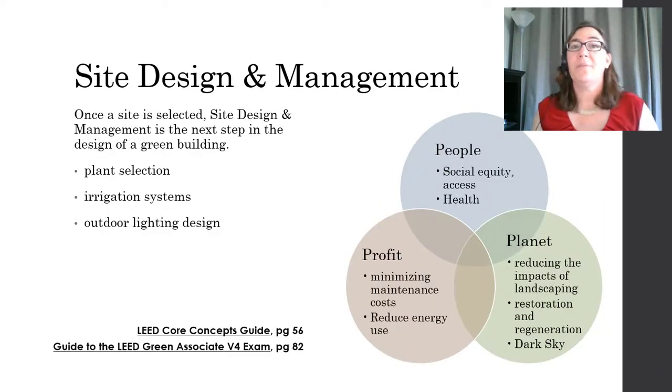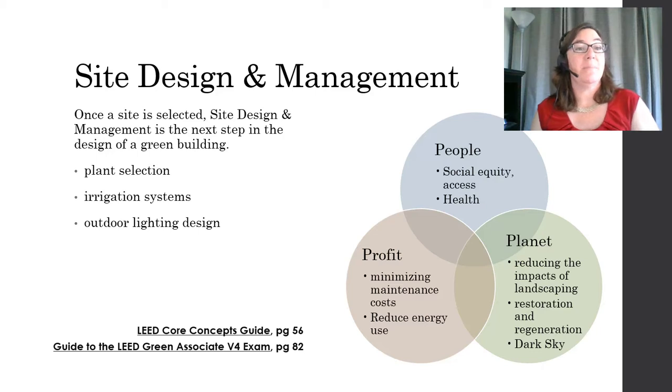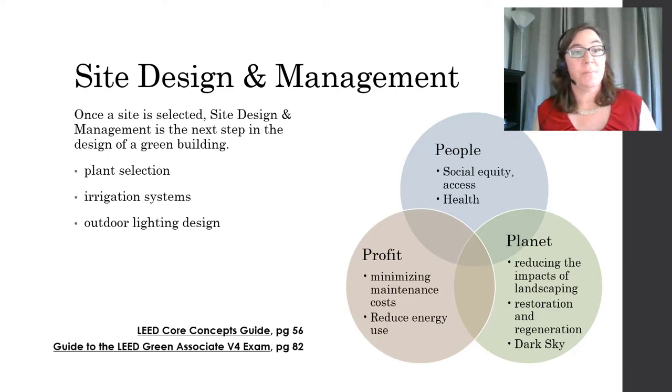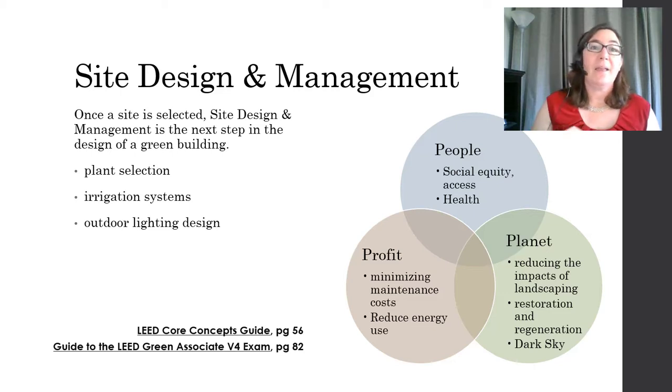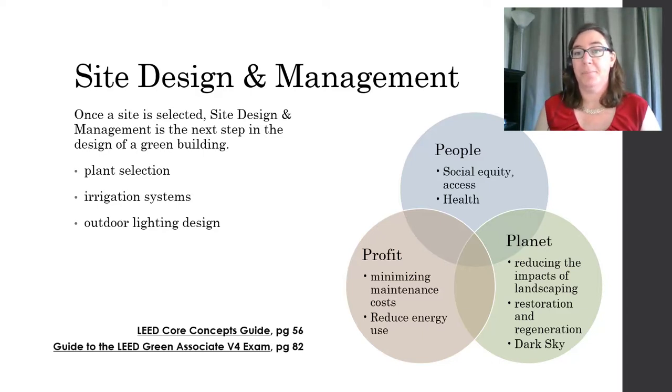So once we've selected a site in the last credit category, the location, site design and management is the next step in the design of a green building. And it can involve plant selection, irrigation systems, outdoor lighting design. Let's take a look at site design and management and its relationship to the triple bottom line.